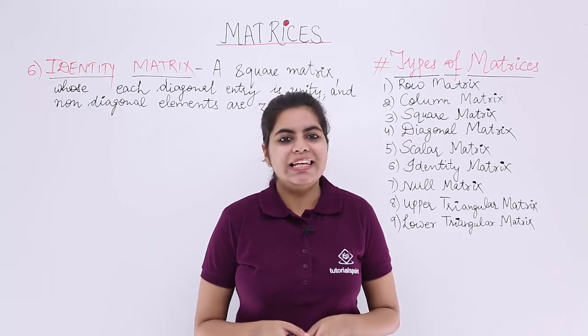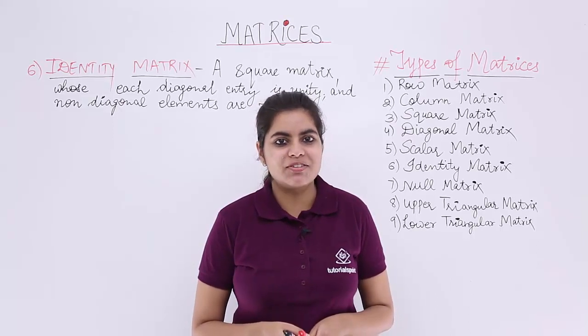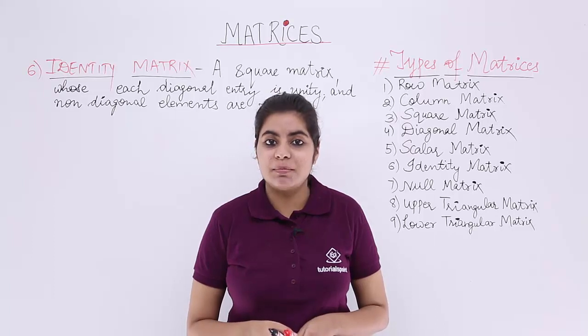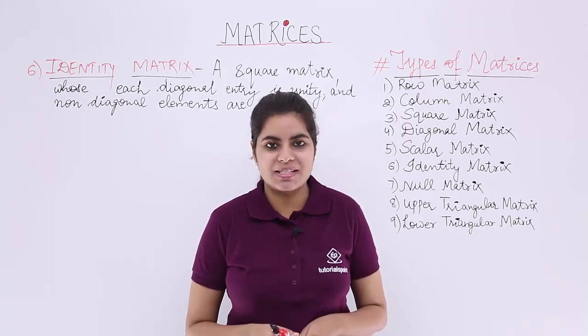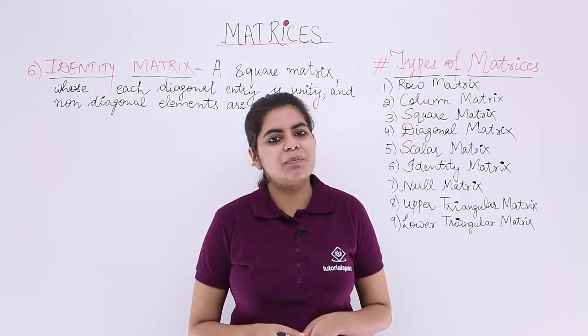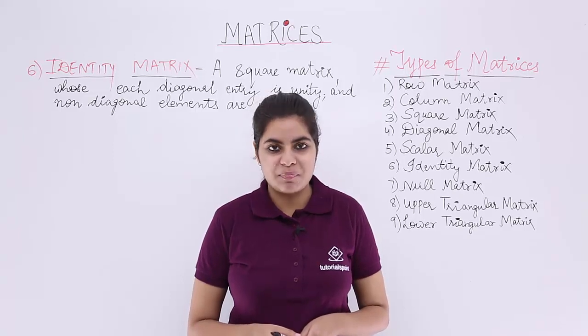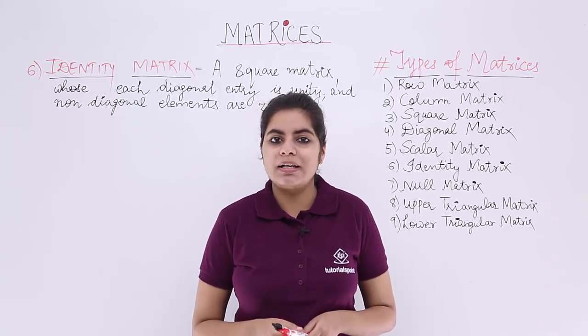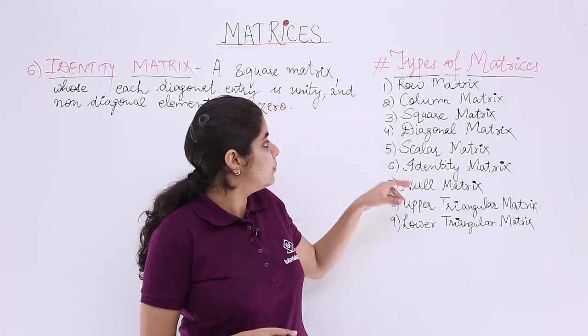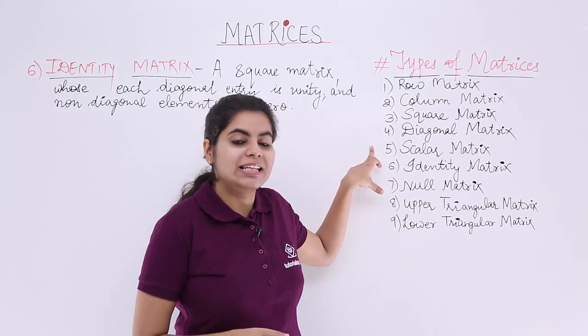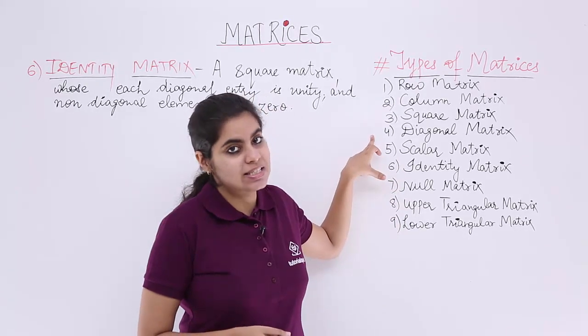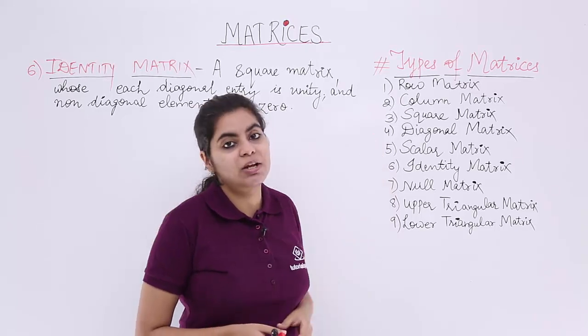In this video, let's see another type of matrix called the identity matrix or unit matrix. We have already seen a few types of matrices in our previous videos. Those are all important, especially types number 3, 4, 5. That means square matrix, diagonal matrix and scalar matrix.